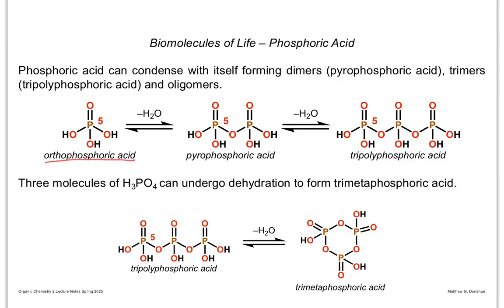And so this is called pyrophosphoric acid. Now, if you lose another molecule of water and add a third equivalent, now you have tripolyphosphoric acid. So does that look kind of familiar to anyone from your biology courses?